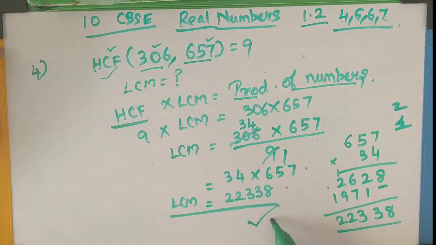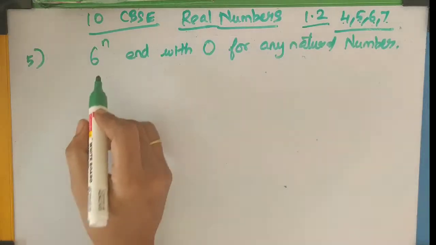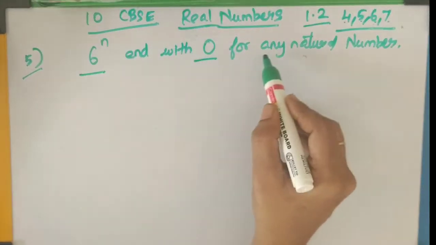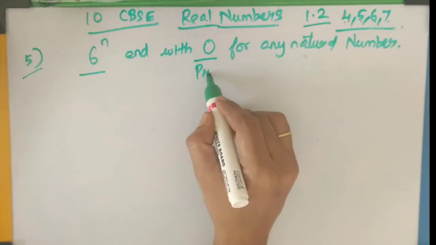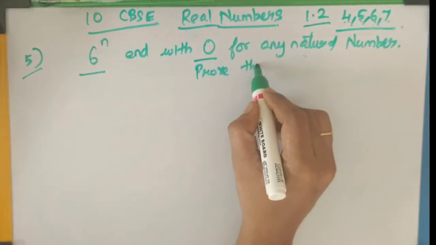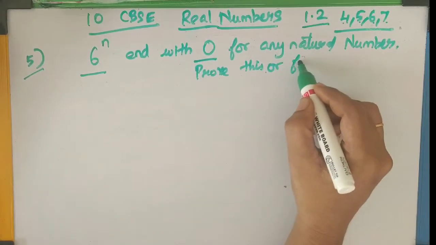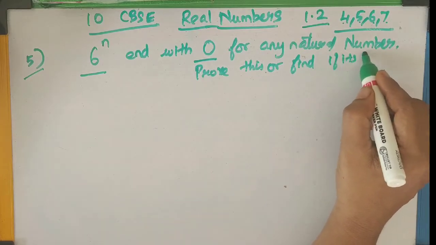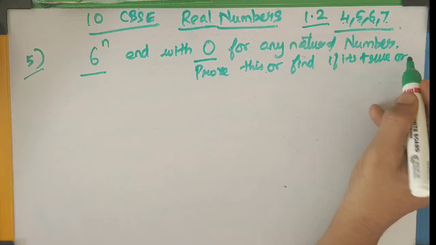Now, let's go to the fifth question. Here, 6 power n ends with 0. Is that possible for any natural number? Prove it, or check whether the statement is true or not. See, this is a very interesting question. Don't be afraid on seeing the question. I will explain it to you.